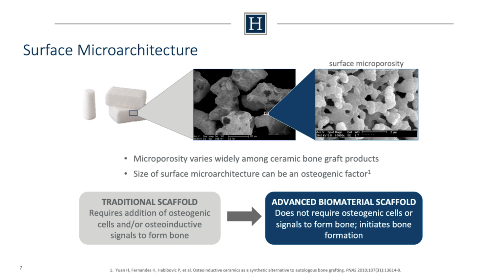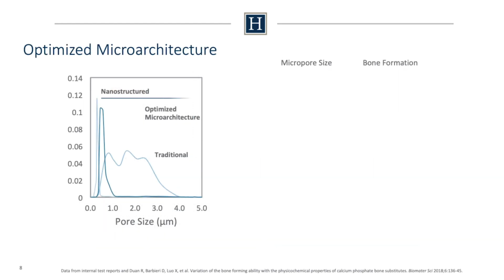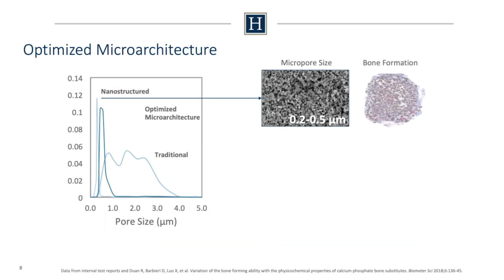They require the addition of osteogenic cells or osteoinductive signals to form bone. However, with an advanced biomaterial scaffold, no osteogenic cells or signals are needed to form bone. It has the power to initiate bone formation on its own. The microarchitecture for this advanced biomaterial scaffold is optimized for new bone formation.